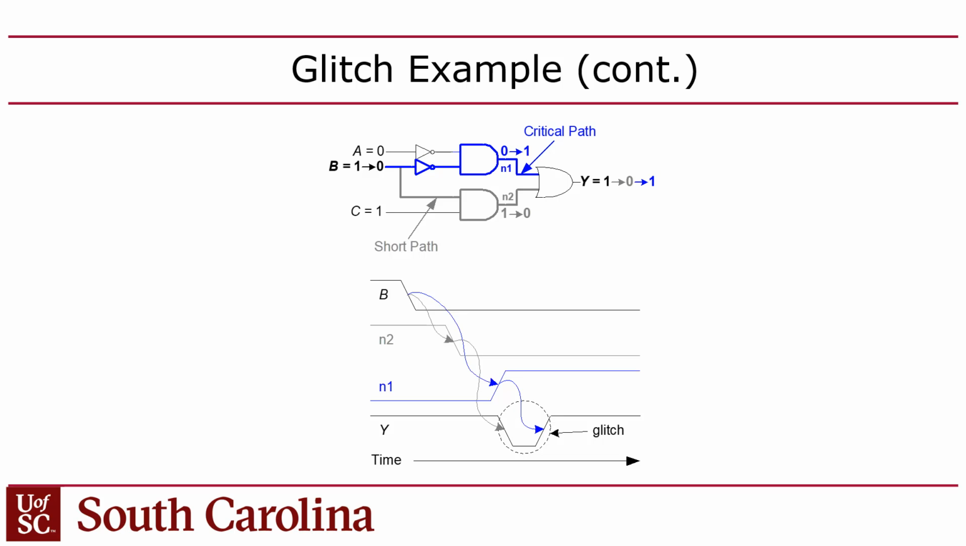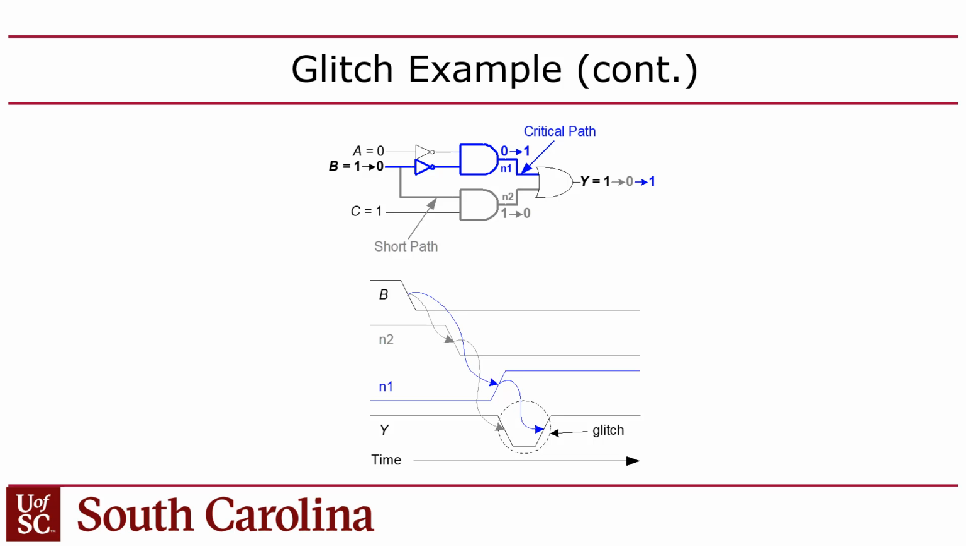So N2 will change from 1 to 0, right? Likewise, N1 is going to change from 0 to 1 because it previously had a 1, 0, and now it's going to get a 1, 1 when B changes, right? So N1 is going to change from 0 to 1, right? The problem is that N1 and N2 are both changing, but not simultaneously because they both see different delays.